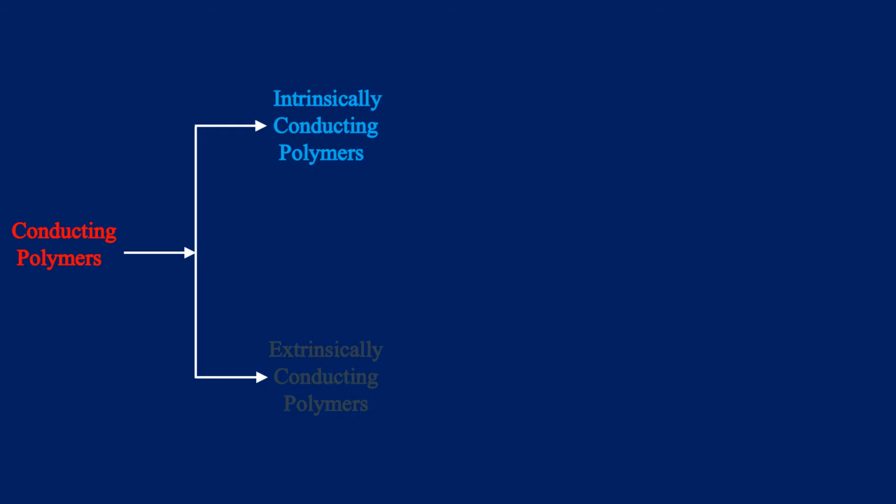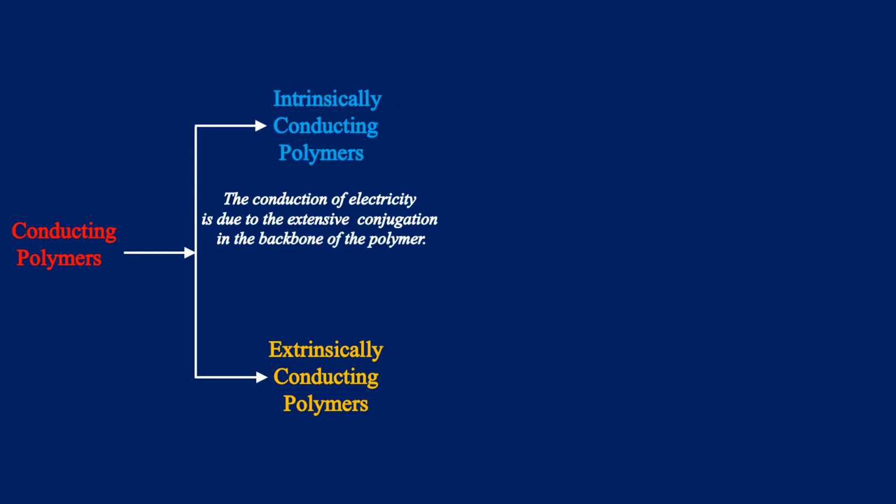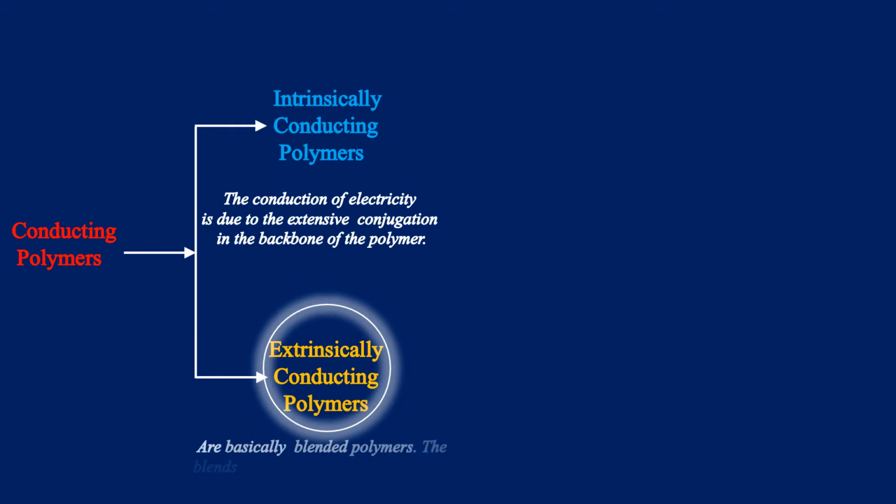Conducting polymers are broadly classified into two types. These are intrinsically conducting polymers and extrinsically conducting polymers. In the intrinsically conducting polymers, the conduction of electricity is due to the extensive conjugation in the backbone of the polymer. Extrinsically conducting polymers are basically blended polymers. The blends are responsible for conduction.